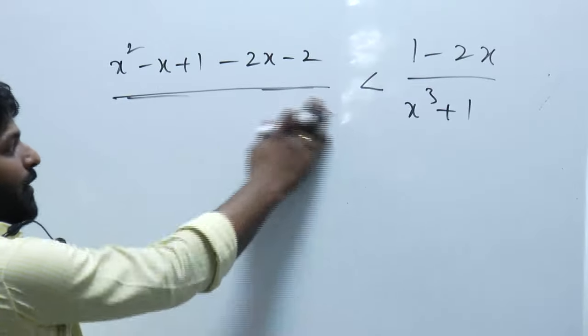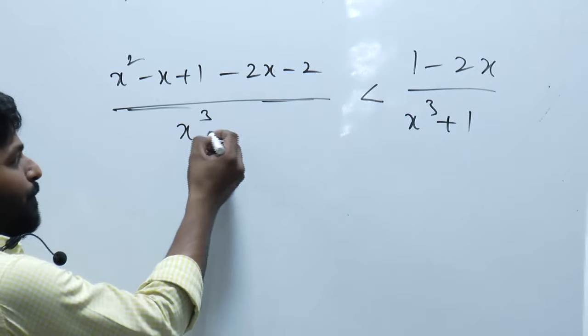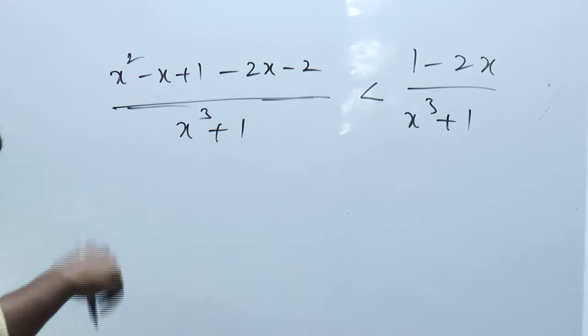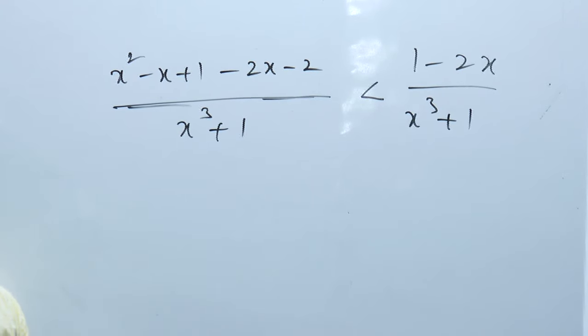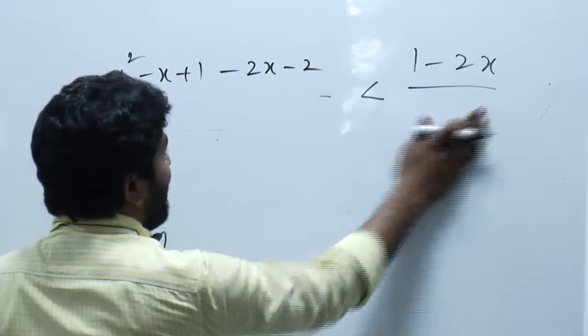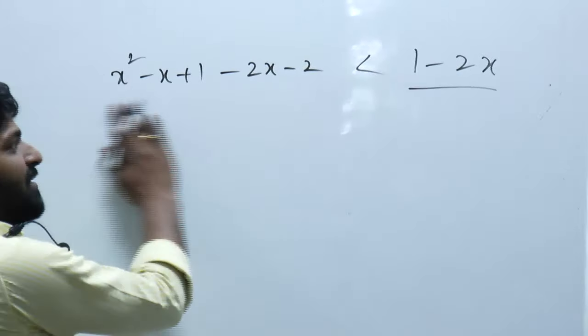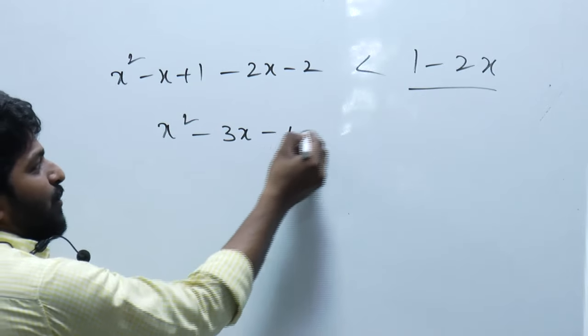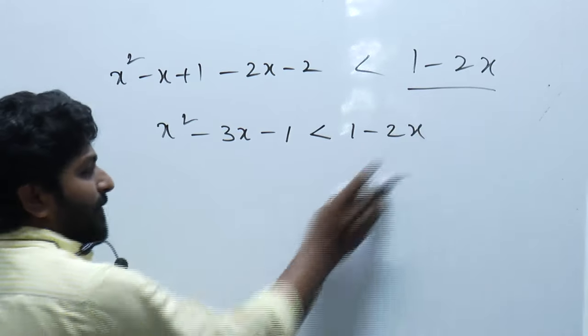a cube minus a cube plus b cube. So a cube x cube plus 1 cube 1. The denominator in the right hand side and the denominator in the left hand side both get cancelled. Right. Now you are left with only this much. What is this value? x square minus 3x minus 1 less than 1 minus 2x.